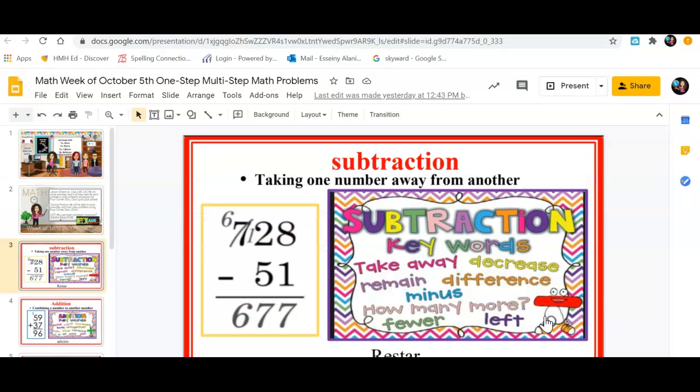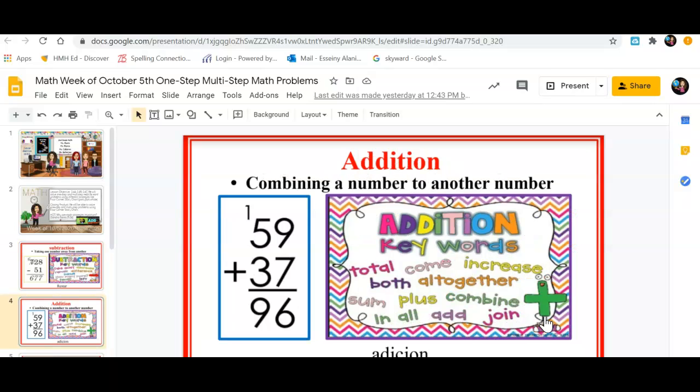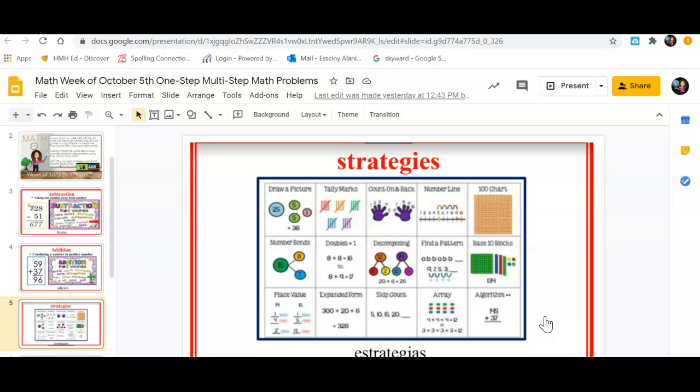These are our words: subtraction, taking one number away, addition, and strategies. We have different strategies when we are solving math problems. Draw a picture or pictorial model. Use a number line, hundreds chart. You can count with your fingers, base 10 blocks. Using doubles, place value, skip count.